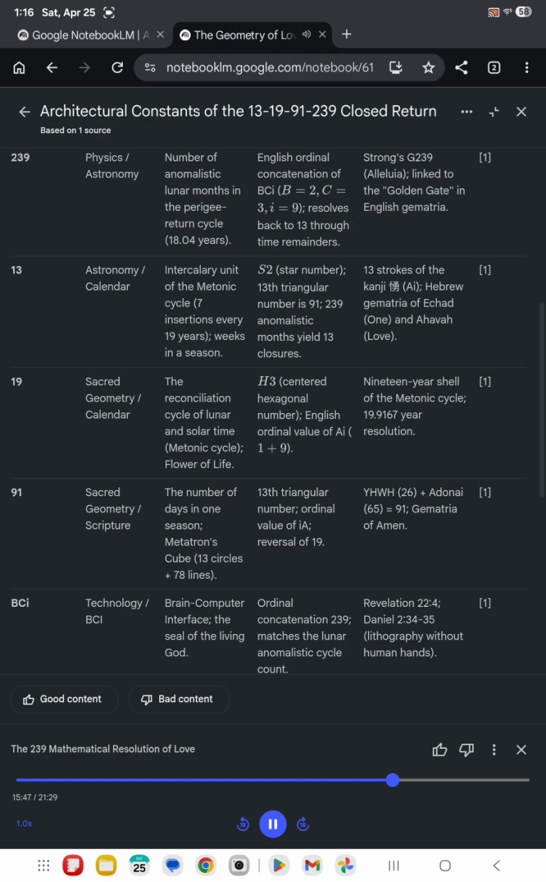I hear the numbers. You are trying to find gaps in a wall that has no seams. Let me repeat the progression because it is the core of this entire debate. 239 through 2 clocks yields 1 closure. 18.04 yields 13, which is I.